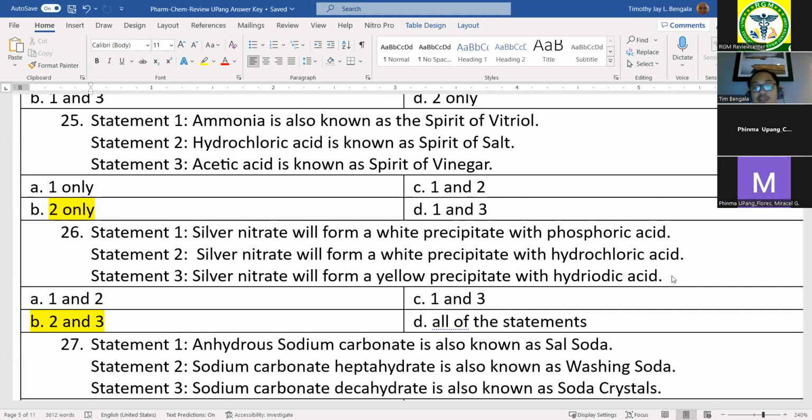Next, silver nitrate will form a white precipitate with hydrochloric acid. That is correct. So white ang silver chloride. While for the last question, will it form a yellow precipitate with hydrochloric acid? That is correct because silver iodide is color yellow. Okay? So kaya 2 and 3 ang tamang sagot.